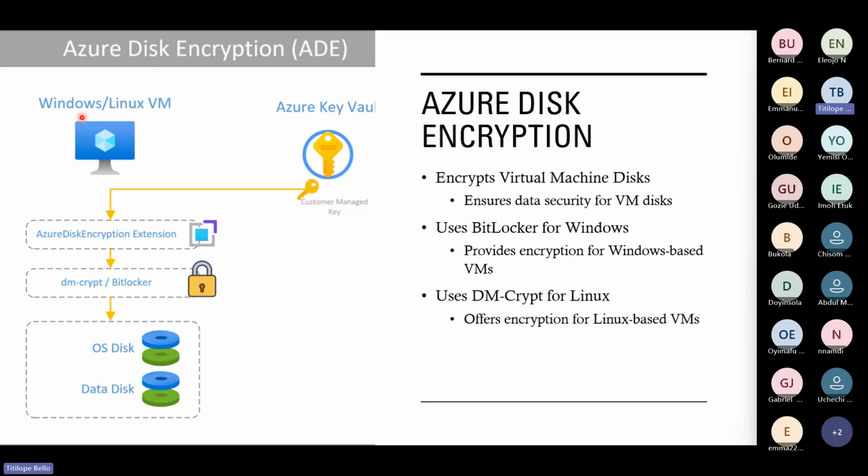There's an extension that is installed on your virtual machine to enable the encryption to happen. If it is Windows, it's going to be BitLocker. If it's Linux, it's going to be dm-crypt. Then it's encrypting both the OS disk and the data disk. By default, when you create a virtual machine, you only have the operating system disk. You can then add other disks, like data disks, to your VM. So ensure if you are encrypting any disk, encrypt all the disks on the particular virtual machine.